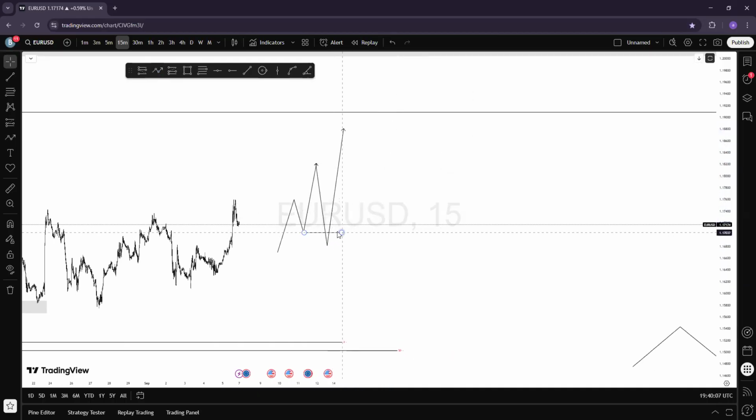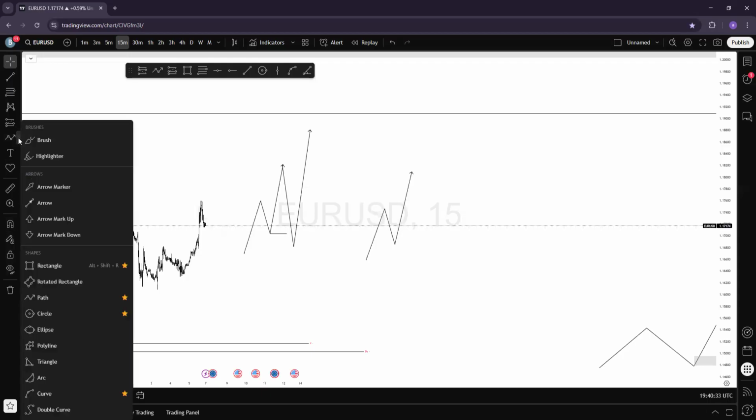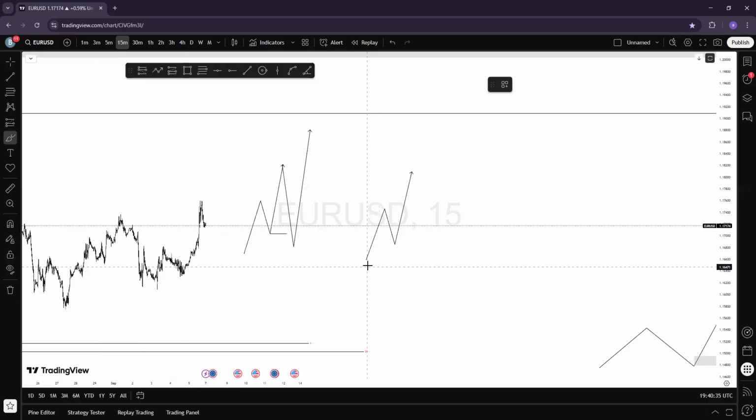But in this kind of scenario, we have two types of pullbacks: the complete pullbacks and the incomplete pullbacks. An example is this. When the market does something like this, A, there is a pullback, B, and C. Now let us measure. Where's this brush tool? Brush it down somewhere around here. So I have this as my A, B, and then this point as my C.